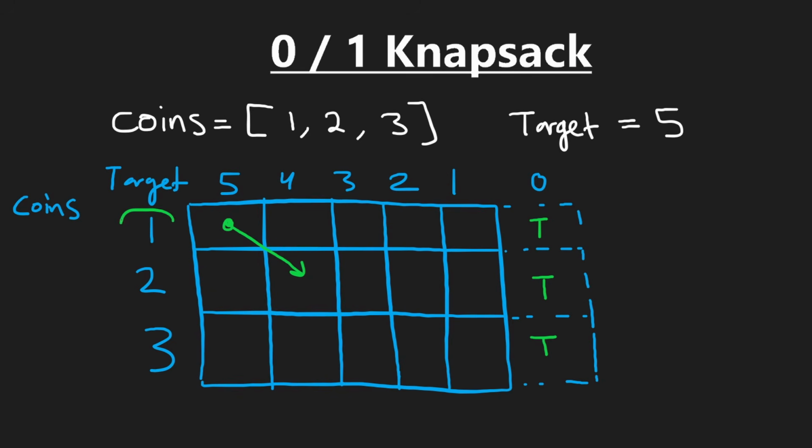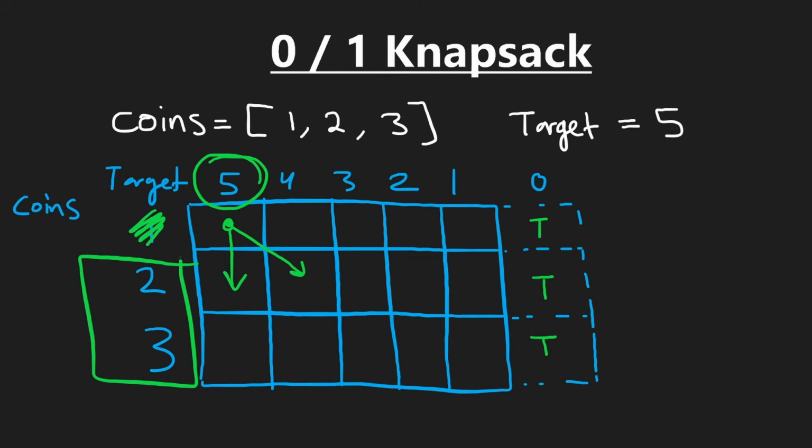Because if we use the coin 1, then the target that we're looking for is then 4, and we go down a notch because after we use the coin 1, we only have 2 and 3 available to us, which is why we're looking diagonally in this position. If we do not use the coin 1, if we skip the coin 1, then we're just going to look directly below because we still need to sum up to the target 5, but we decided to skip the 1 coin, and then we only want to use 2 and 3, which are also available to us.